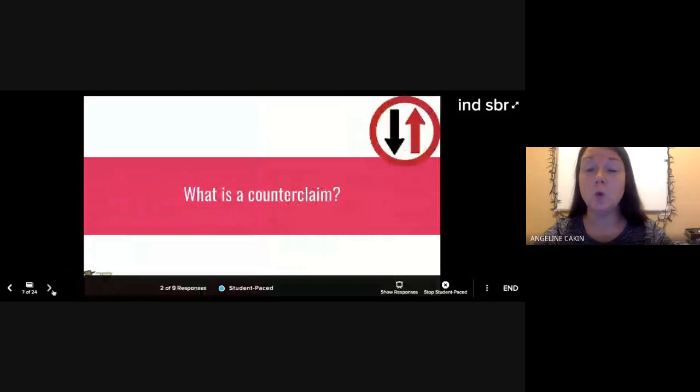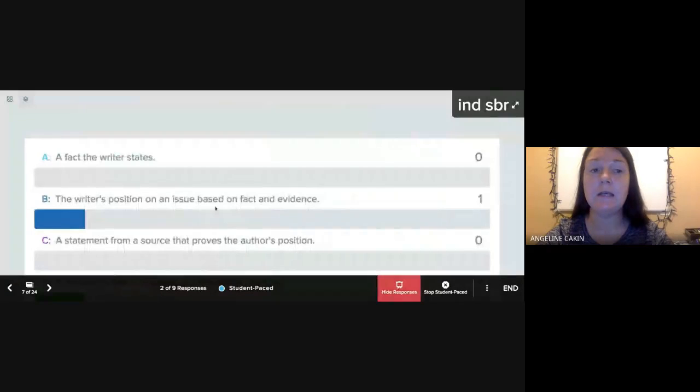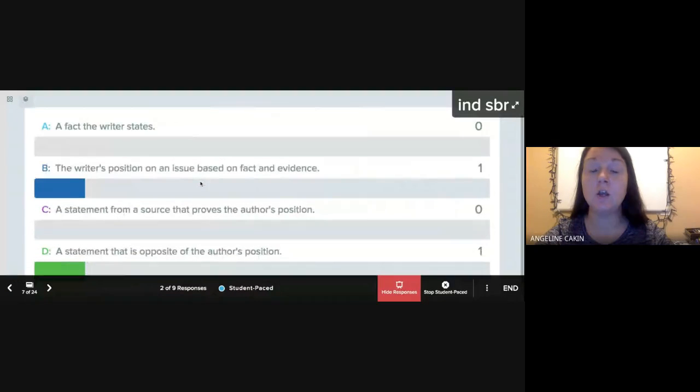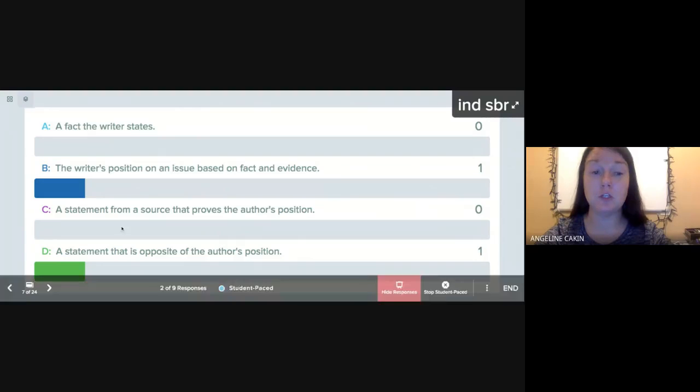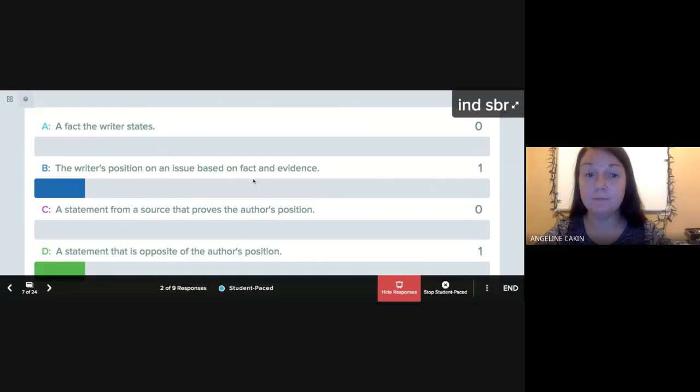All right, so a counterclaim. What is a counterclaim? You're going to guess as to what a counterclaim is. Is it A, the fact the writer states, B, the writer's position on an issue based on fact and evidence, C, a statement from a source that proves the author's position, or D, a statement that is opposite the author's position? You need to click which one that you think it is.